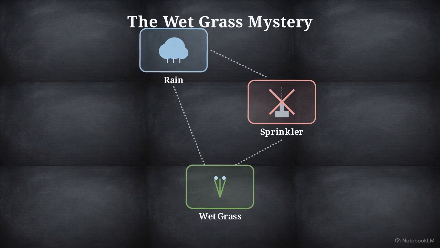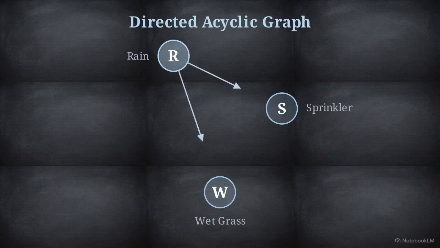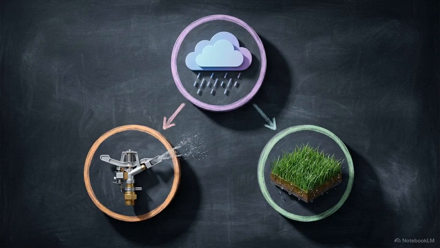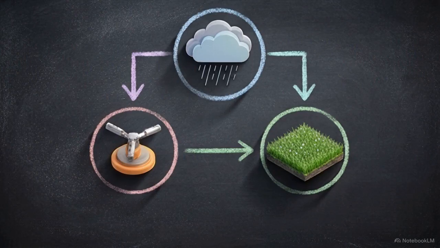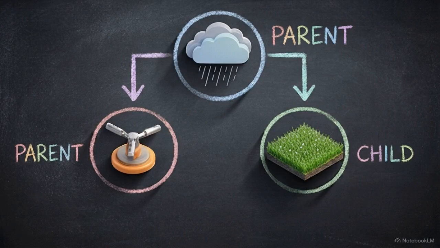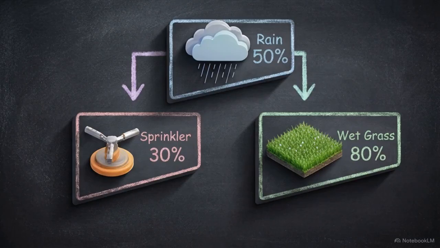To calculate these overlapping probabilities, artificial intelligence relies on this structure, a Bayesian network. Specifically, it maps the problem using a directed acyclic graph. The rules here are straightforward. The nodes represent our variables: rain, sprinkler, and wet grass. The directional arrows define dependencies, creating clear cause and effect relationships between parent and child events. By forcing messy real-world scenarios into this strict visual hierarchy, an AI can isolate interconnected causes and calculate their probabilities without getting trapped in circular logic.